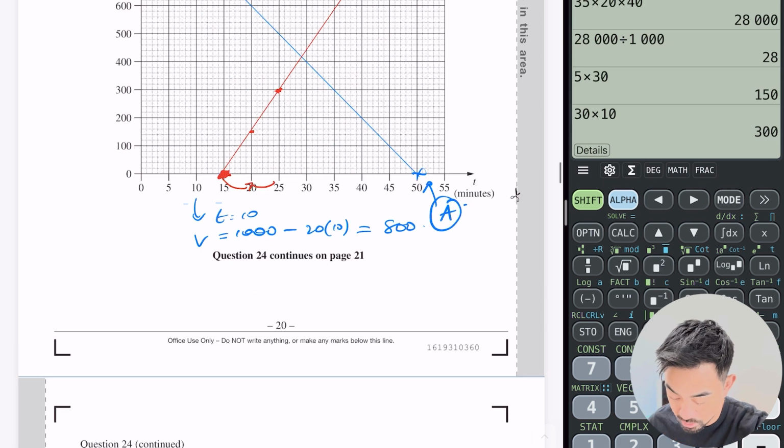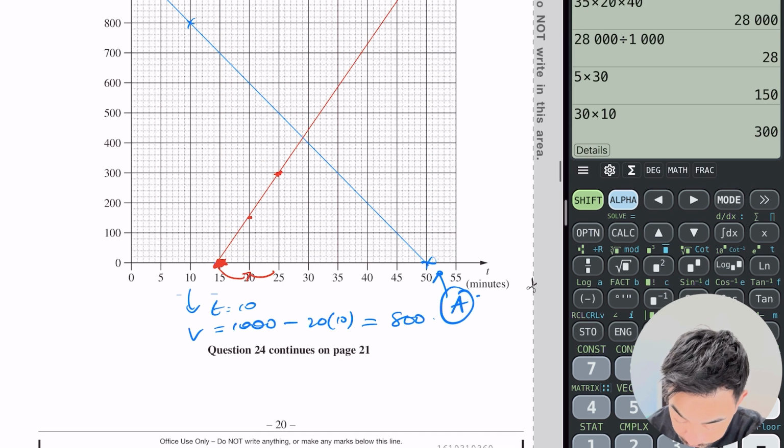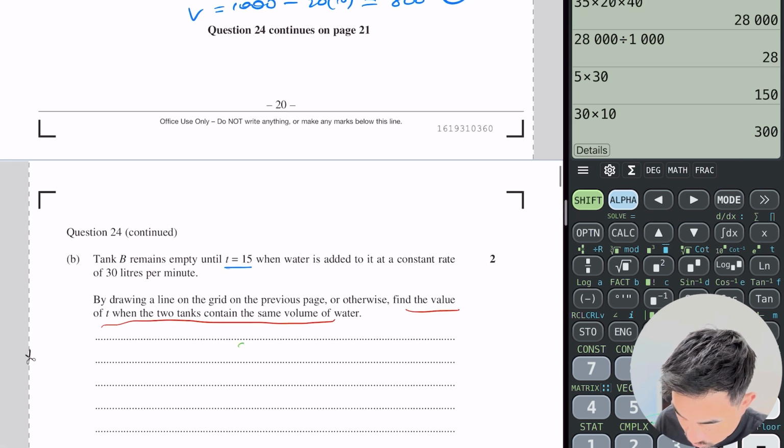And what do I actually need to find? I need to find the value of T when the 2 tanks contain the same volume. So that's here. And it looks like that's going to be 29 minutes. So 29 minutes.